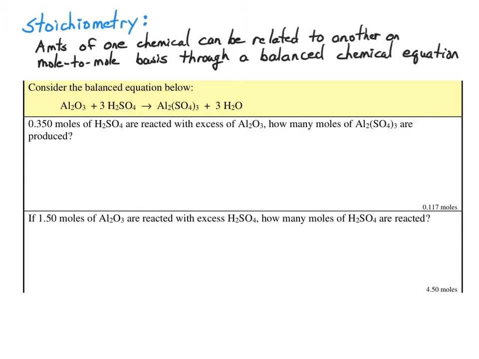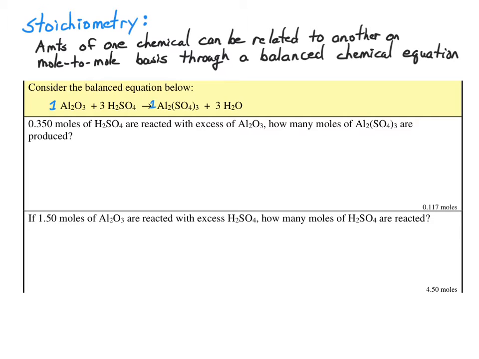Stoichiometry is a keystone to chemistry. It's relating amounts of chemicals to each other using a balanced chemical equation. This must be done on a mole-to-mole basis. Here's our balanced chemical equation. Remember that if there is no coefficient in front of a chemical, its coefficient is understood to be 1.